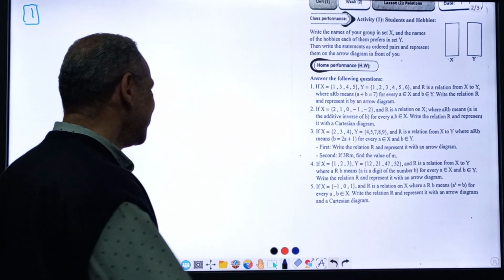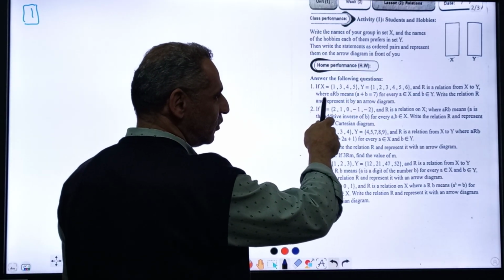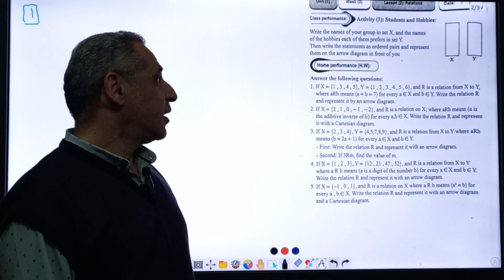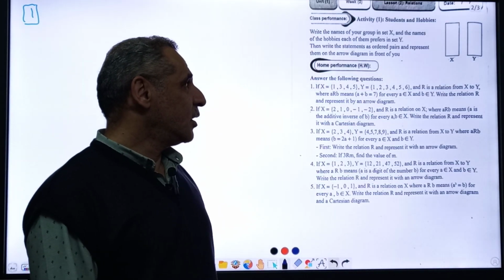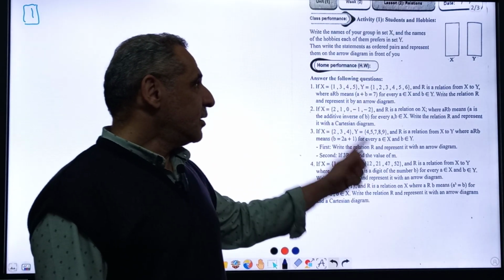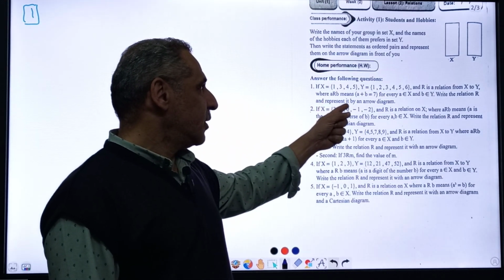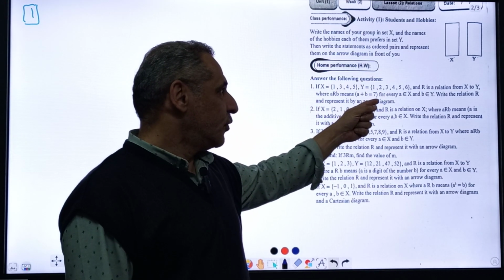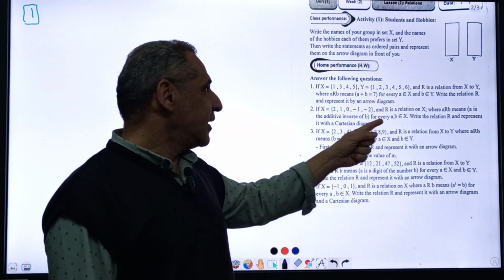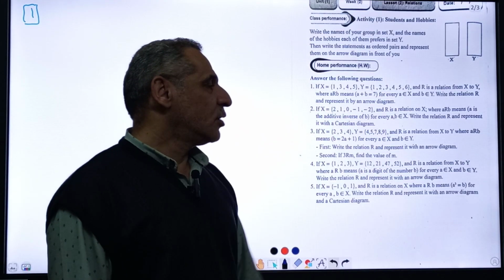Let's go. Number 1. If X equals the set of elements 1, 3, 4 and 5, and Y equals the set of elements 1, 2, 3, 4, 5 and 6, and R is a relation from X to Y where a R b means a plus b equals 7. For every a belonging to X and b belonging to Y, write the relation R and represent it by an arrow diagram.